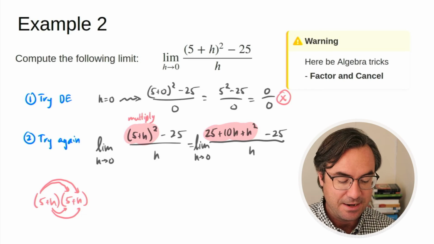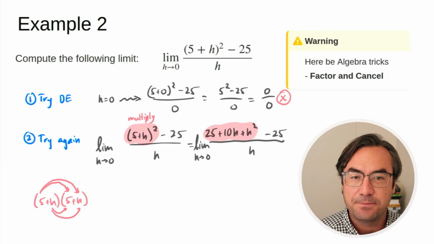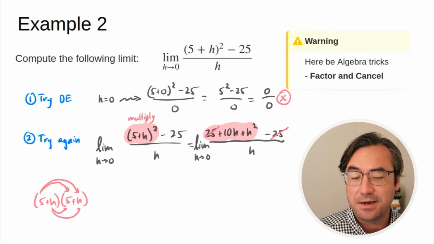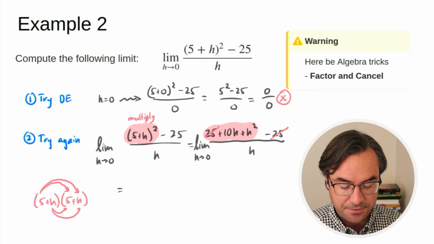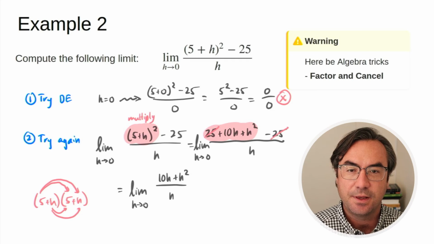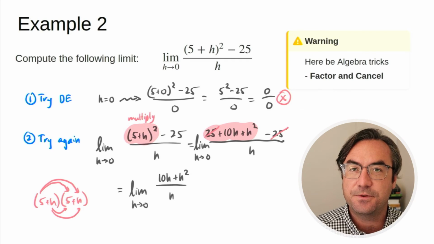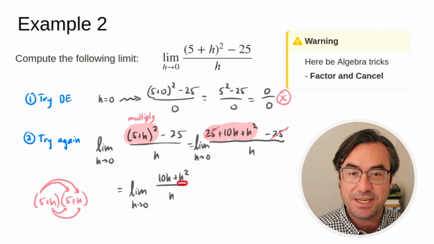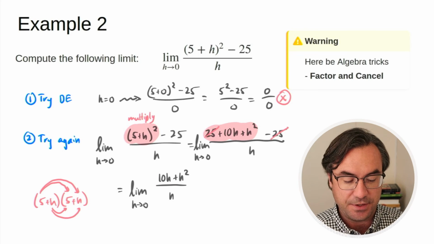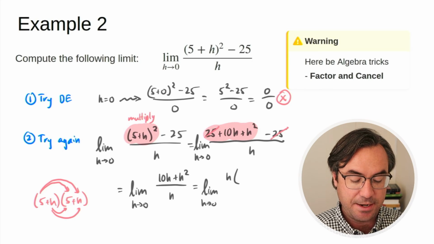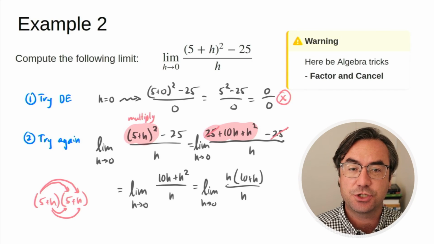All right. What can we do? Now we look for things to simplify. So if we notice, I can do the subtraction, and the 25s get canceled, so that's kind of nice. So let's write down what we have. So I have 10h plus h squared all over h as h goes to 0. And now we're ready to kind of factor. So there's an h in the first term. There's an h in the second term. I can factor out an h in the top. So I get h times 10 plus h all over h.